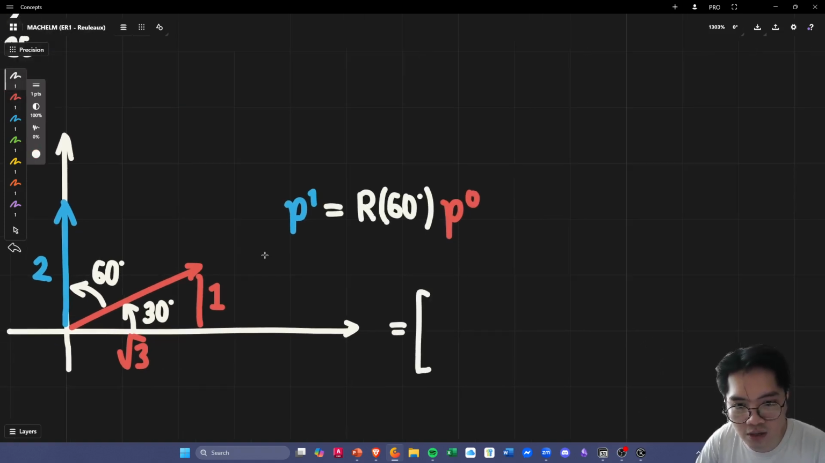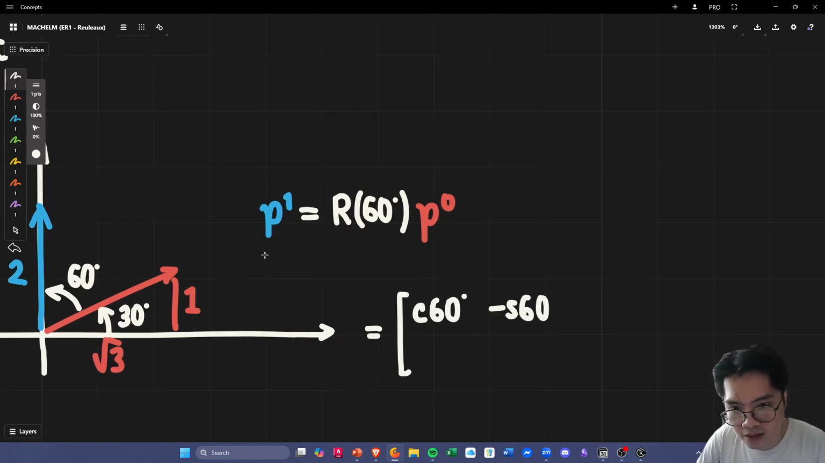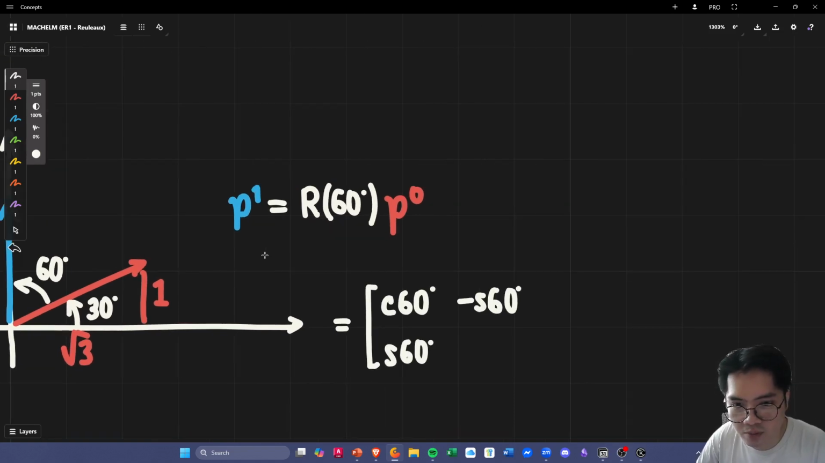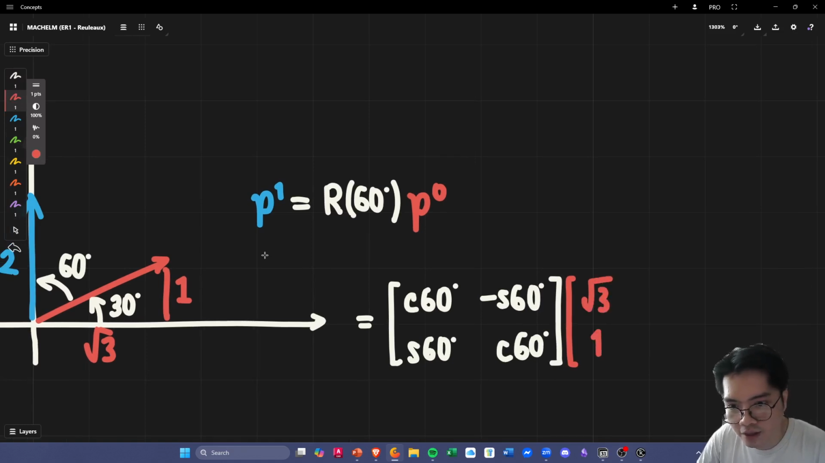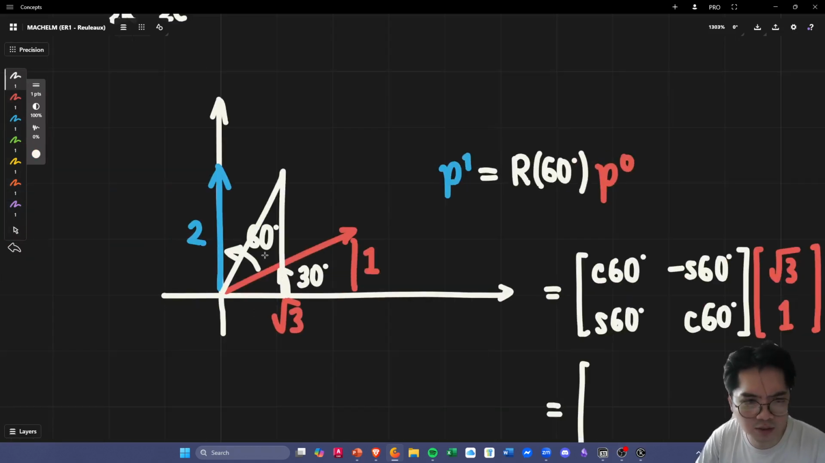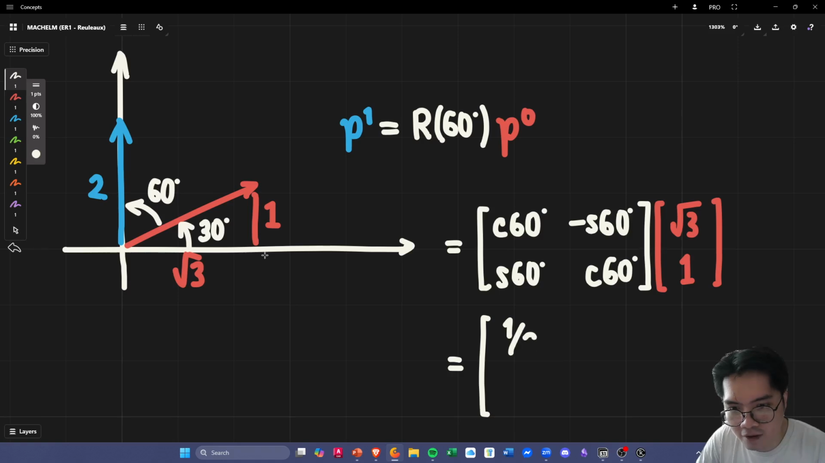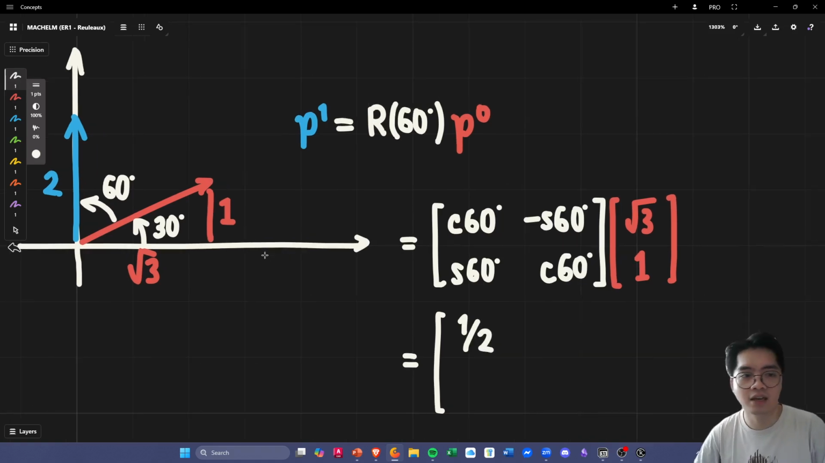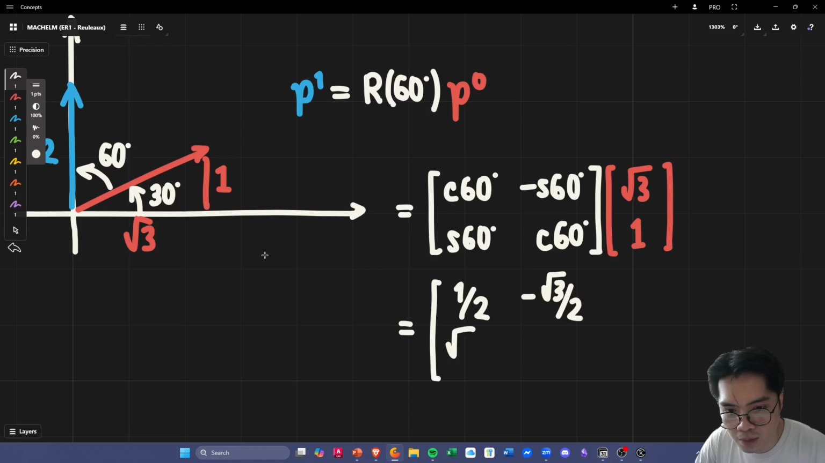For 60 degrees, we will have cosine of 60, negative sine of 60, and then sine of 60, and cosine of 60. You will have here your original position, which is square root of 3 and then 1. And then we will simplify this. Cosine of 60 is 1 half, and sine of 60 is square root of 3 over 2. So this will be negative square root of 3 over 2, this is positive square root of 3 over 2, and this is 1 half.